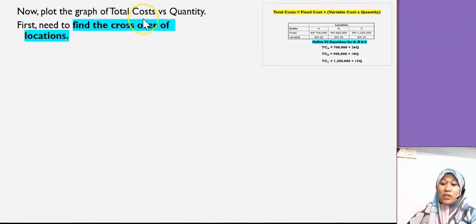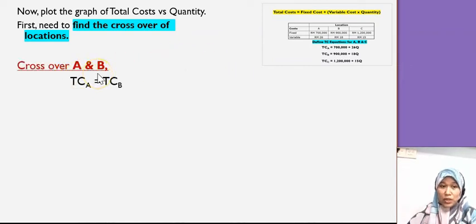Crossover is very important sebab you nak buat dia punya range nanti, sempadan dia nanti. So first kali you kena buat, sebab ada 3 locations, you kena buat crossover between A dan B dulu. So TCA equal to TCB. TC kita dah ada tadi.